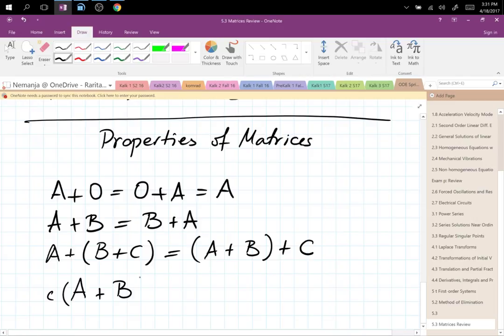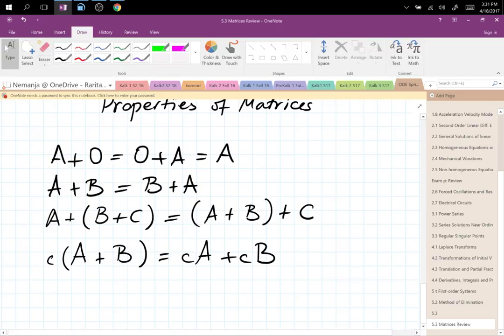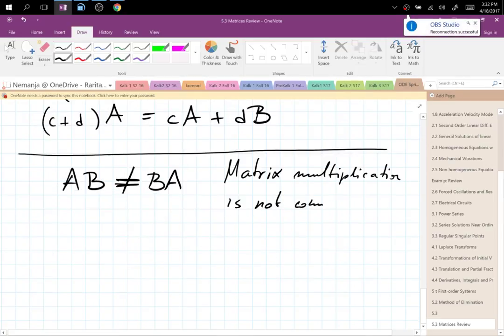constant multiplication, which is distribution of a constant, that's also working just fine. And if you have 2 constants added, apparently OBS bugged out, so I'm not sure how much was lost from the stream.